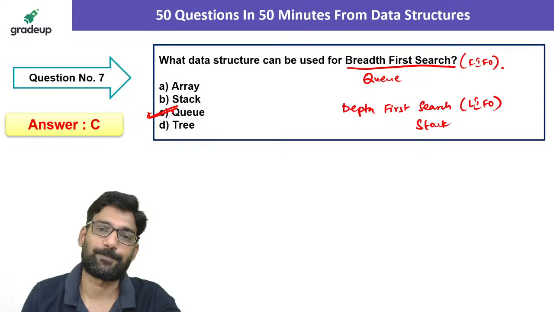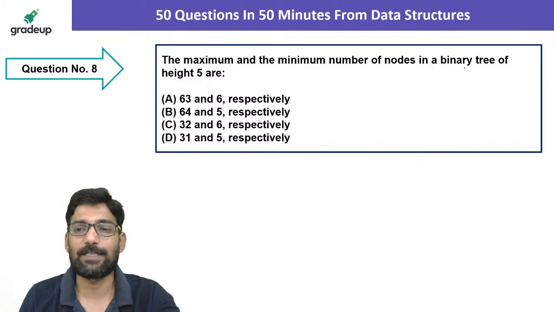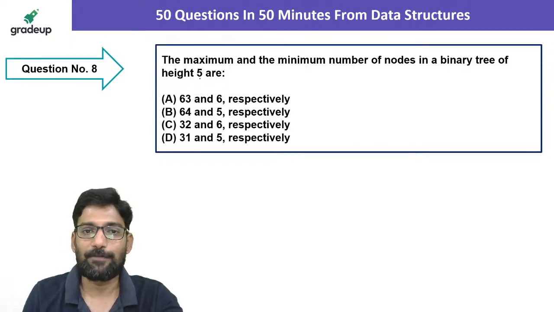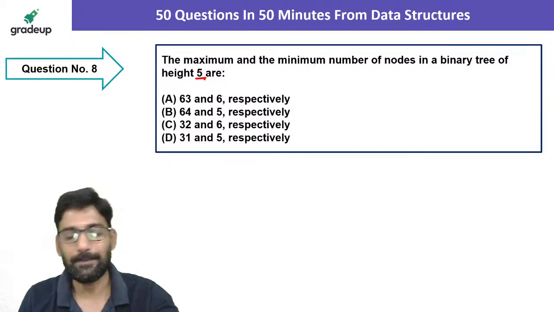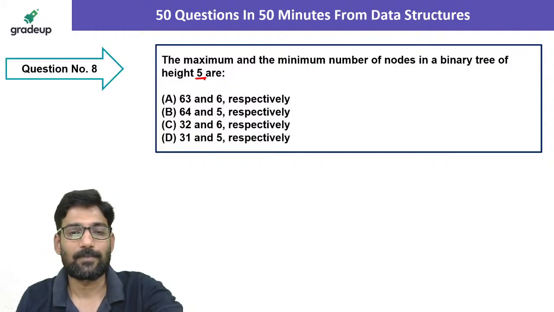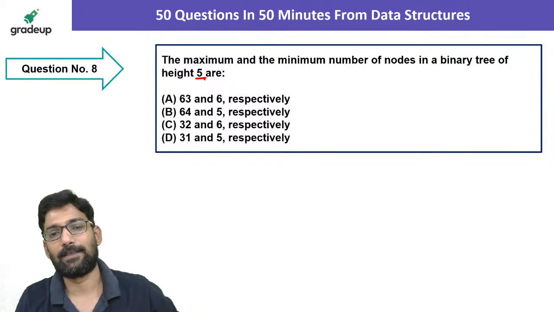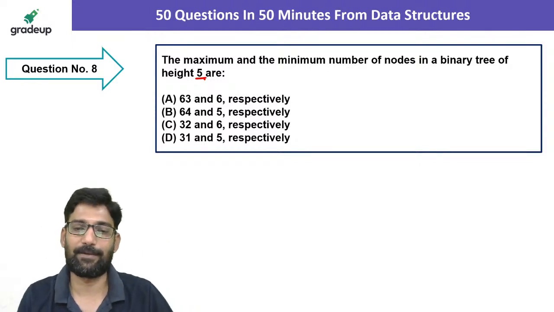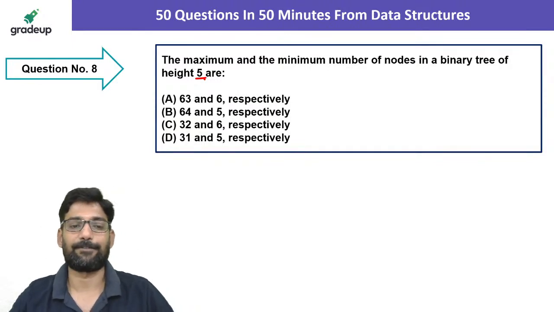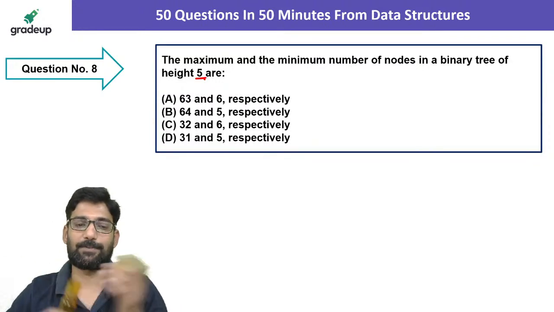Right? Next question. The maximum and the minimum number of nodes in a binary tree of height 5 are the max and the min. The max and min number of nodes of a binary tree of height 5. How many? Quickly give your responses.